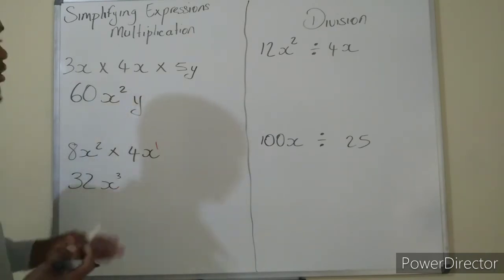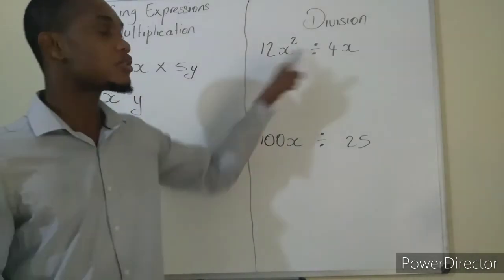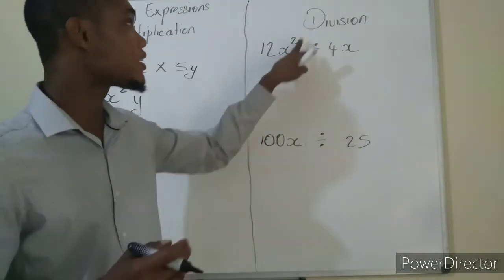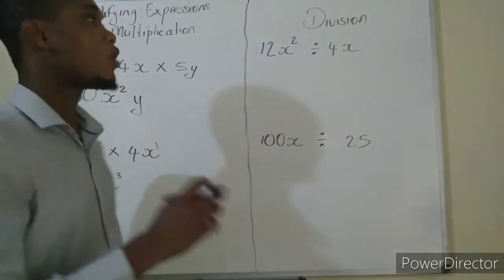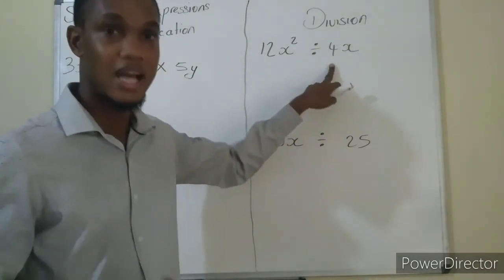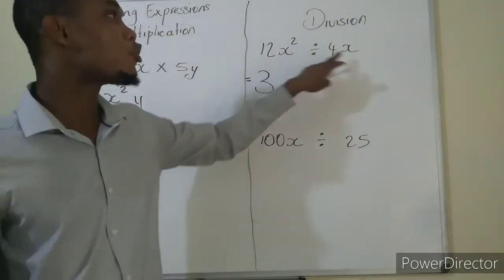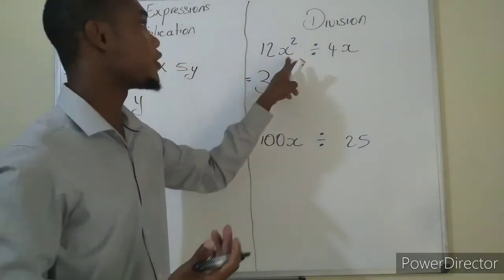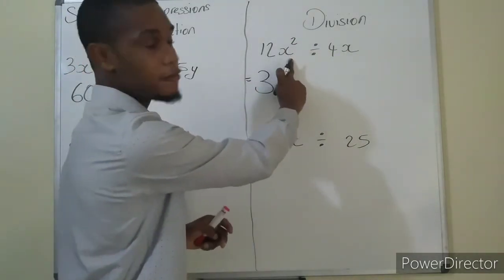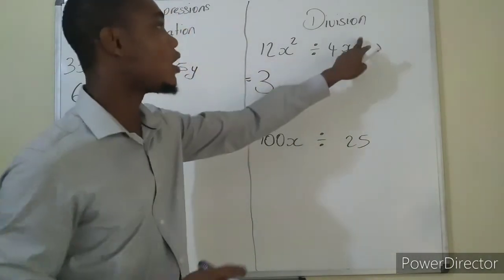Now the rules of division are basically the same thing as well. You focus on the numbers by dividing those. So it's 12x squared divided by 4x. What you do, divide the numbers. So 12 divided by 4, that's 3. Then you focus on your indices, or your variables and their powers. Whatever the biggest power is, you will subtract the others from it.